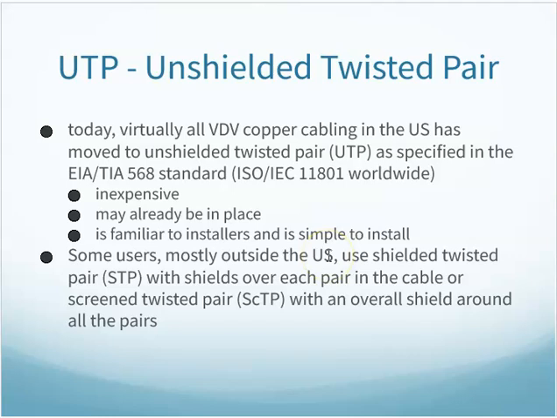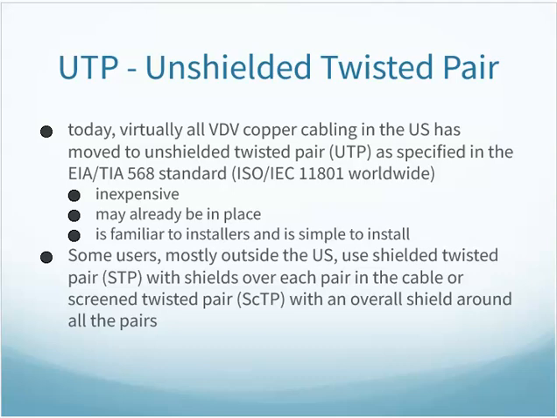Alright, so for the most part, a lot of our cabling in a building, horizontal cabling and so forth, is your unshielded twisted pair. And it's because it's inexpensive. Many places have some already in place that you're using, but it's also familiar to installers. It's pretty simple to install. So it's one of those that has a lot of benefits. That's why we see a lot of it in a building for horizontal cabling.